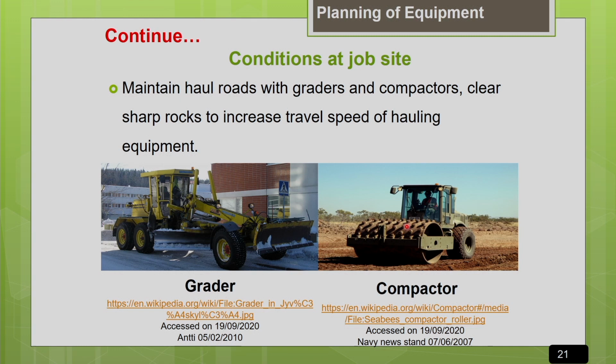So you should maintain the haul roads, clear all the sharp rocks so that you can increase the travel speed of your machine. If you can increase the travel speed of your machine, the cycle time of the machine will be reduced, so your productivity will increase, so your total project cost gets reduced. So that is why we should spend some efforts for maintenance of the haul route in the project site. That will really help you to reduce the cost of your project.